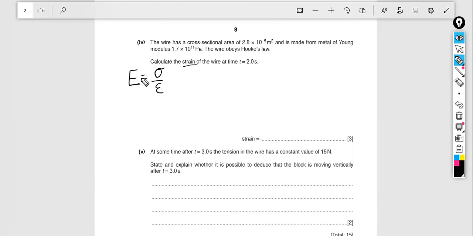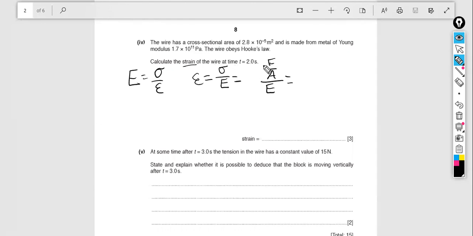In my mind, I want to make epsilon, the strain here, the subject. And so I'd rewrite this as epsilon equal to stress over Young modulus. And then the stress, you may recall, is force per area. So that's going to be over the Young modulus. The force, okay.